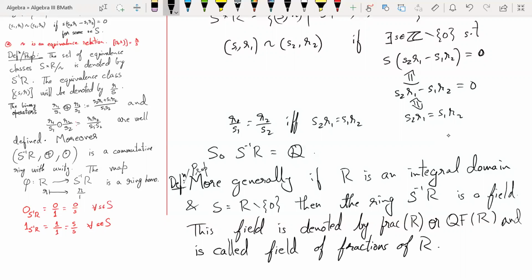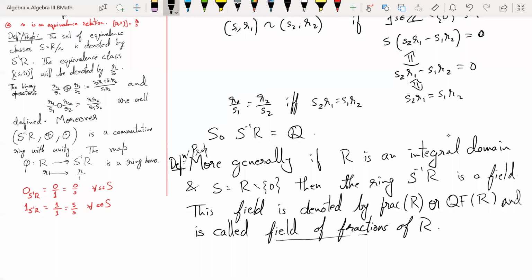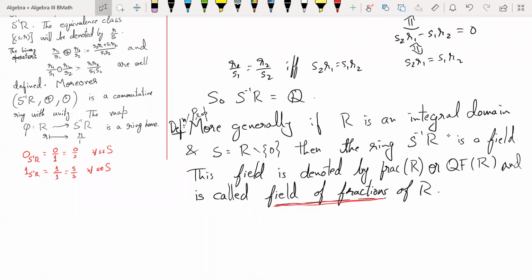Okay, so field of fractions makes sense only when R is an integral domain. Otherwise it doesn't make sense. So we have seen more or less everything in this proposition. That is, we have seen that this is indeed a ring, and so the only thing we have to check is the field of fraction.